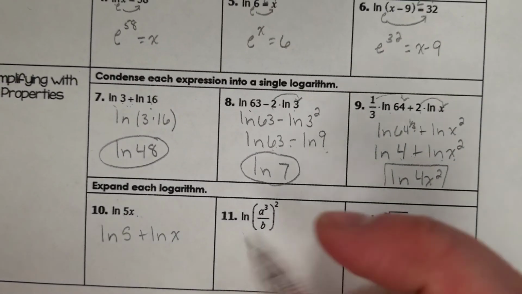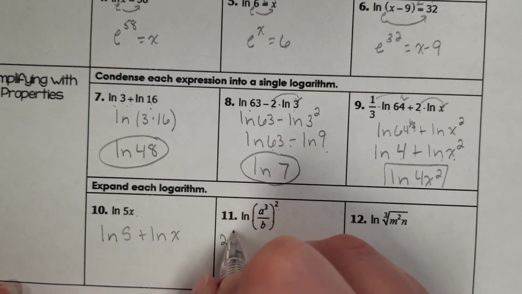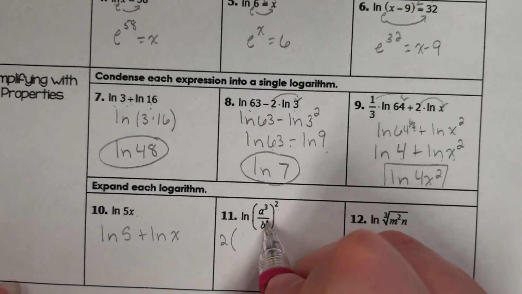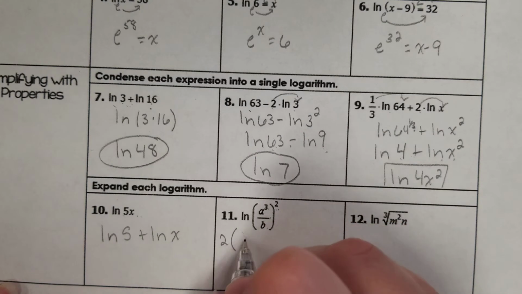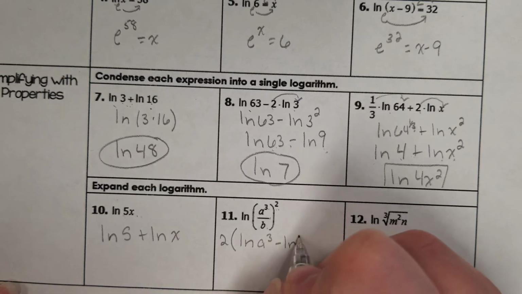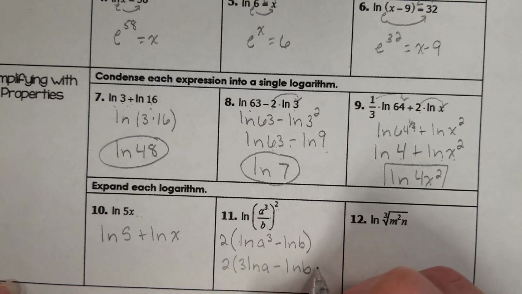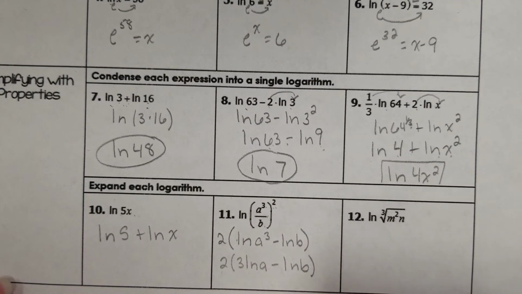All right, and then 11, we have this squared outside the parentheses. So the squared is the first thing in our answer, so it becomes 2 as a coefficient outside our parentheses. And because we have a cubed divided by b, the division becomes subtraction. So we have the natural log of a cubed minus the natural log of b. And then this exponent goes in front, so we have 2 times 3 natural log of a minus the natural log of b. And that's our final answer. We've expanded everything as far as it'll go.